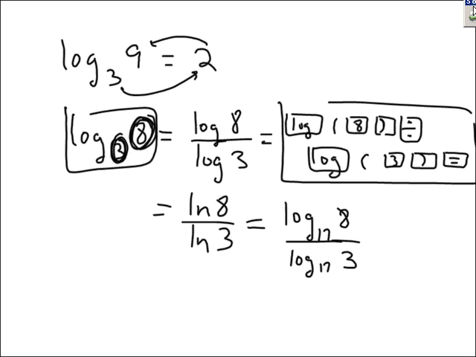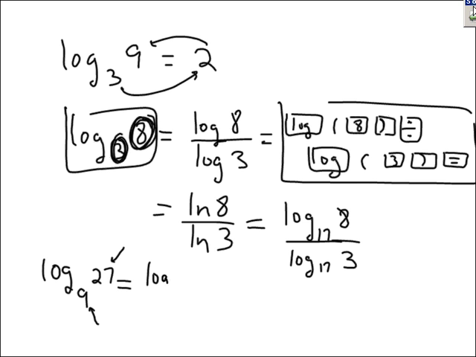Let's see if we can think of an example where we can have a good base. We have log base 9 of 27. Well, 9 to the 1 is 9, which is less than 27. 9 squared is already more than 27. What you might notice is that these numbers are powers of 3. 3 squared and 3 cubed.